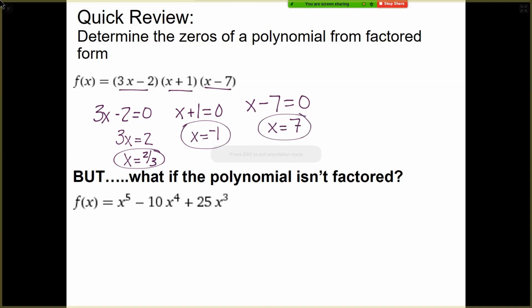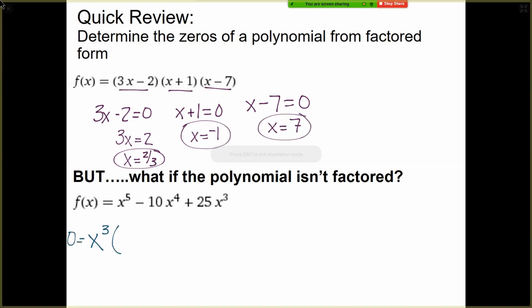What do they all have in common? They all have x's in common, right? So we need to take out a greatest common factor. So since they all have x's, I need to take out the smallest exponent on the x. So we have 5, 4, and 3. So we're going to factor out x to the 3rd.